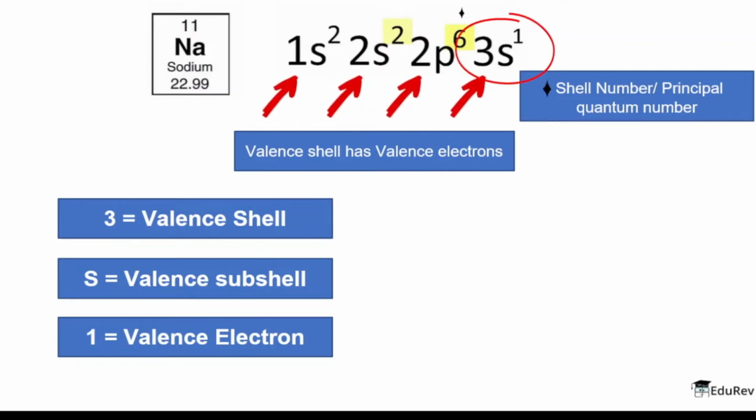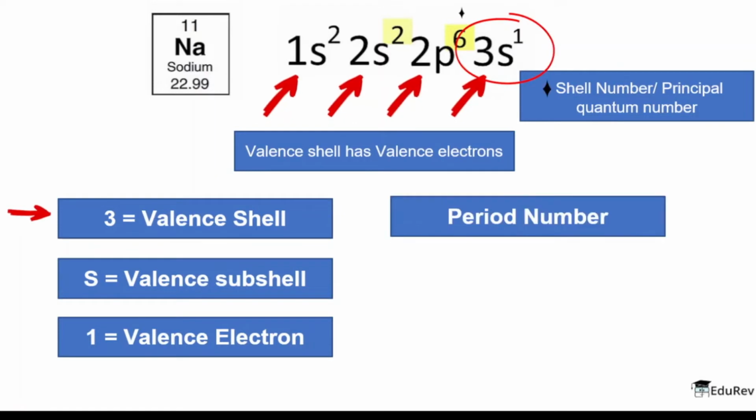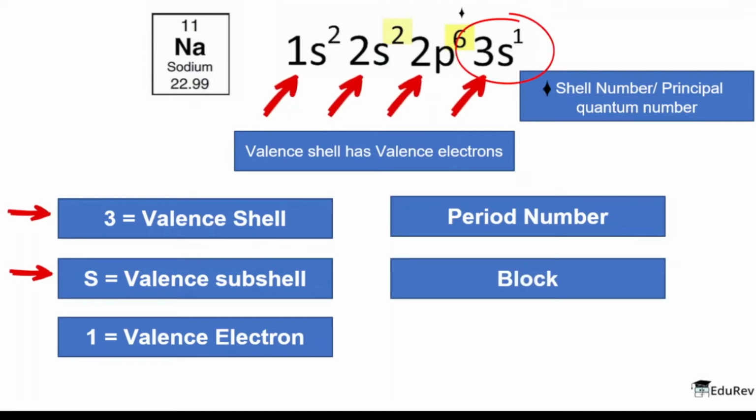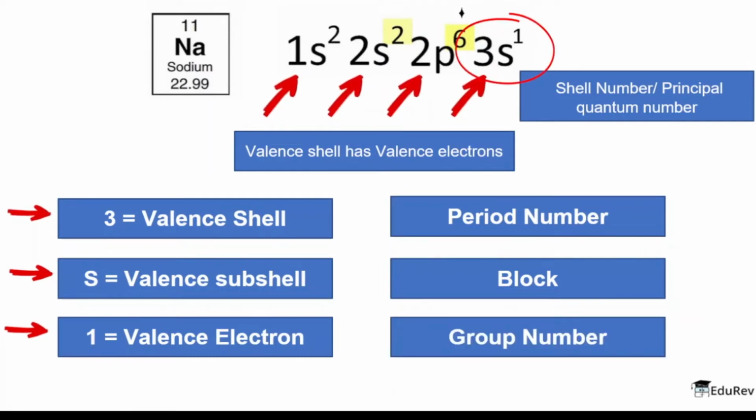Well, the valence shell actually becomes the period number. So since here the valence shell is 3, sodium belongs to the third period. The valence subshell, which is the S subshell, becomes the block. And since the valence subshell is S, sodium belongs to the S block. And since the valence electron is going to be 1 in case of sodium, it becomes the group number. Hence, sodium belongs to the first group.